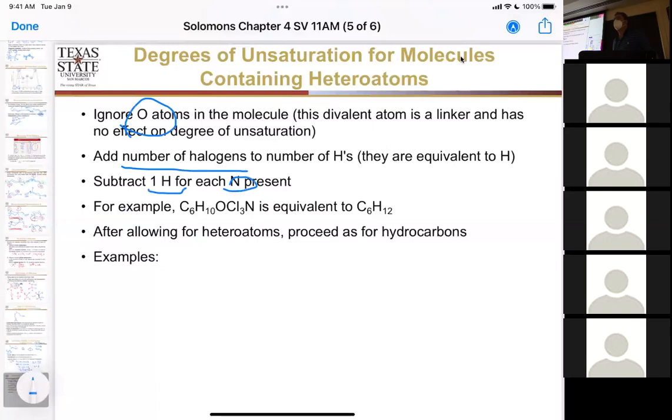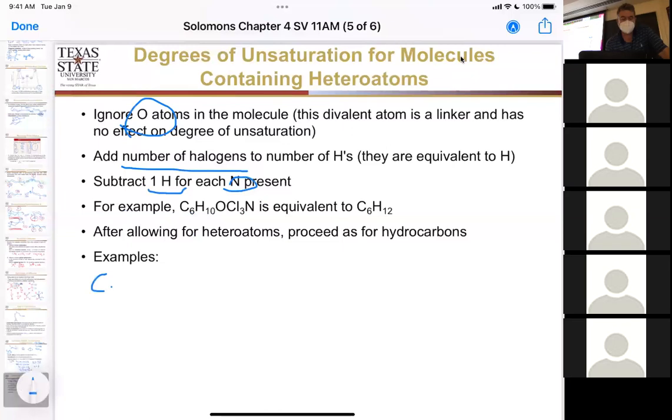Why? Nitrogen only bonds 3 times and has a lone pair. Carbon bonds 4 times, oxygen bonds 2 times, so we have to subtract 1 hydrogen when we have nitrogen. Okay, so let's calculate that out.